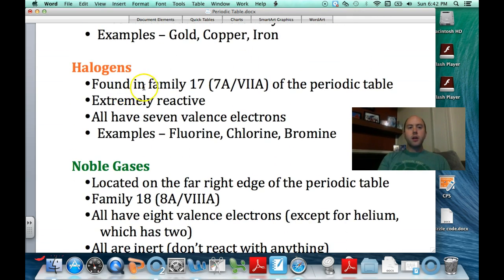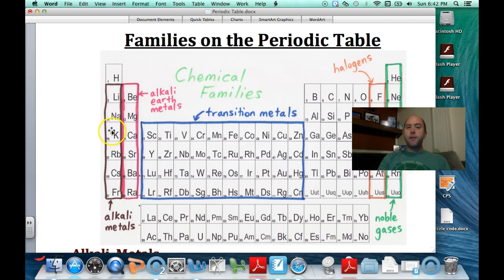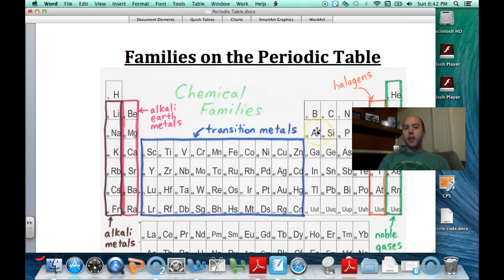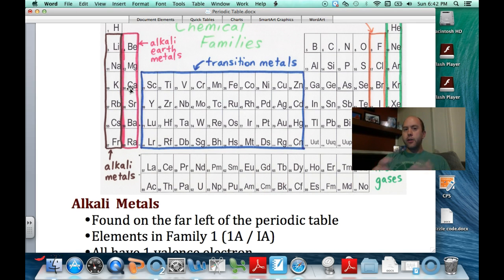But the halogens are found in family 17, or 7A, which means they have 7 valence electrons. And they are extremely reactive nonmetals. So if you notice, we have the extremely reactive metals, the alkali metals, and then the halogens are the extremely reactive nonmetals. So again, if we notice a pattern across a period, it goes extremely reactive metal, then not so reactive metal, not reactive metal at all, slightly reactive nonmetal to super reactive nonmetal.